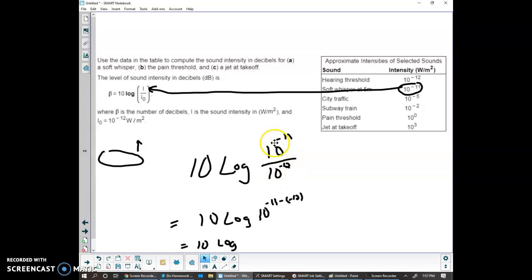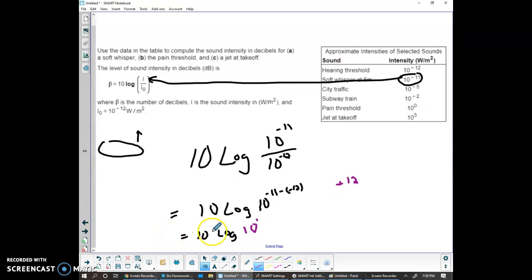Remember, when you're dividing powers, you're subtracting the exponents, so it's negative 11 minus negative 12. So that would be negative 11 plus 12. Okay, so if you're adding 12 to negative 11, that just becomes 10 to the first power. Then you have to do log of 10 to the first power. Remember log, what's the base of log? If it doesn't have a base, the base is 10.